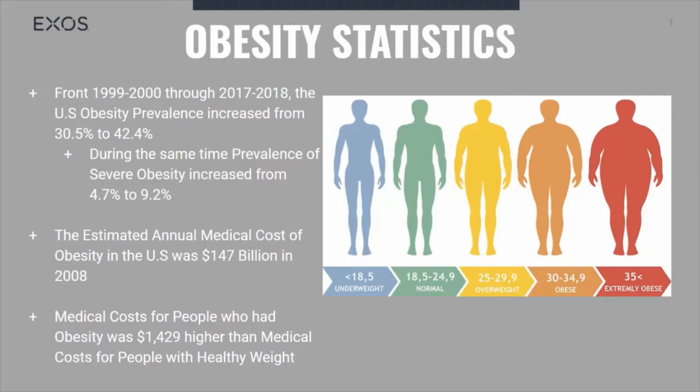So looking at obesity statistics, from 1999 to 2000 through 2017 to 2018, the US obesity prevalence increased from 30.5% to 42.4%. And during that same time, severe obesity went from 4.7 to 9.2. Another big thing that we like to look at as well is medical costs, things that are associated with our hospital bills, medications we have to take, different medical costs that are associated with health conditions. And so $147 billion was the estimated annual medical cost for obesity in the United States, and that was in 2008. Medical costs for people who had obesity were $1,400 higher than those with a healthy weight.